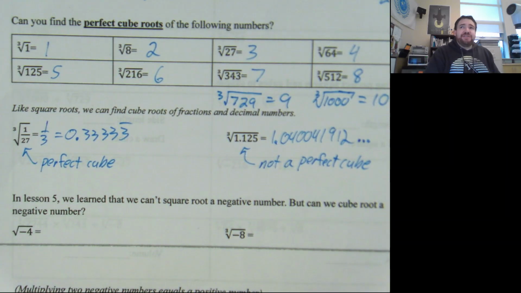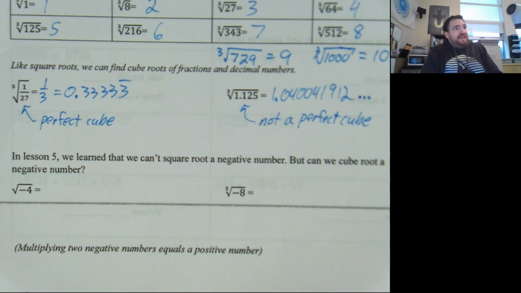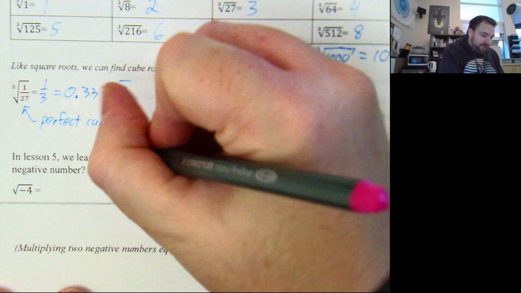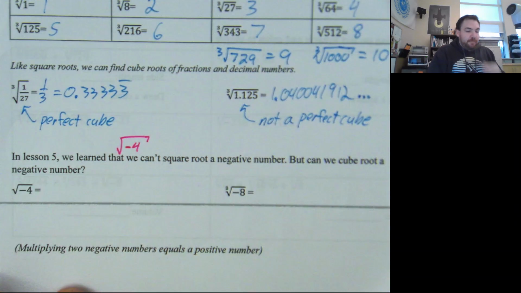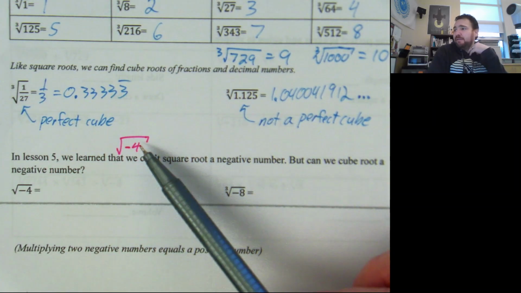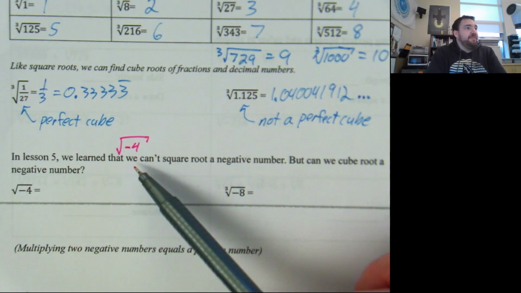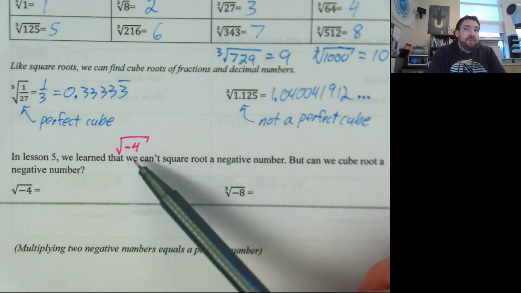Now, one thing I didn't cover yesterday that I'll talk about now is, can you take the square root of a negative number? For example, could I do the square root of -4? If you recall what it means to have a square root, I want to take a number and multiply it by itself to get this thing. Does such a number exist? Why not, Dakota?